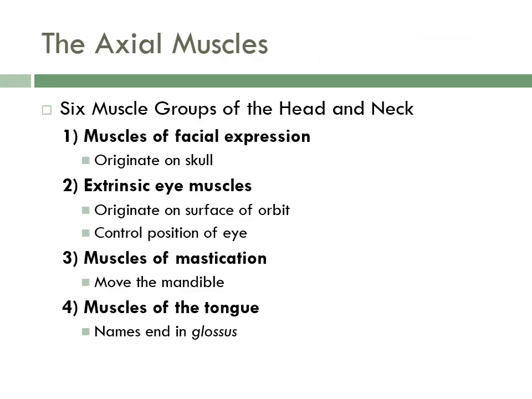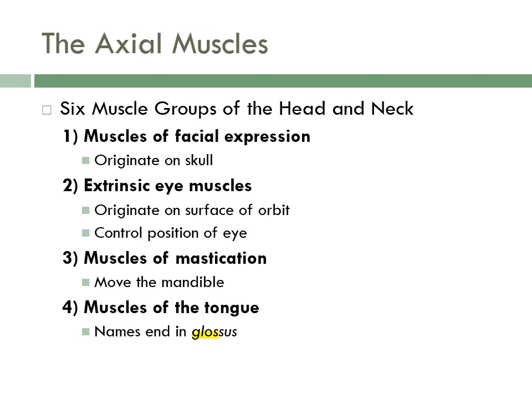All right, so we're going to start with our exploration of the axial muscles. So we have 6 muscle groups of the head and neck. We have muscles of facial expression, which all originate on the skull. Extrinsic eye muscles, which affect the eye and control the position of the eye, but they originate on the surface of the orbit, so they're originating on the skull. Muscles of mastication. Mastication is chewing, so these are muscles that move the mandible.